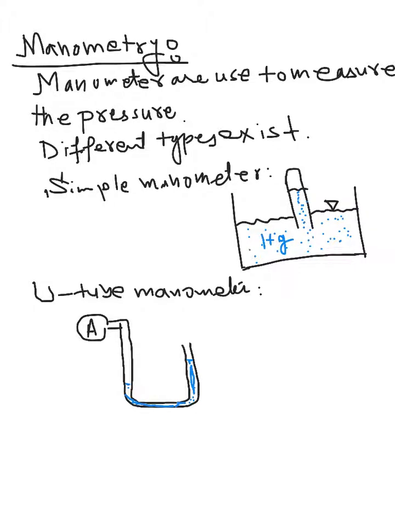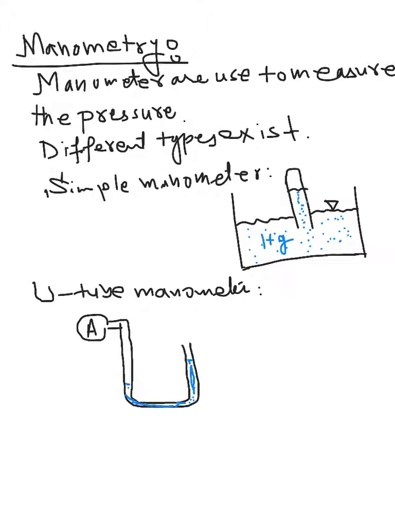In this topic of manometry, we would like to cover the instruments that we utilize to measure the pressure. Different types of manometers exist. They are utilized to measure the pressure or a difference of pressure between two reference points.